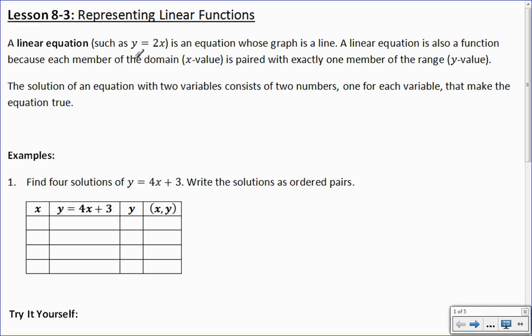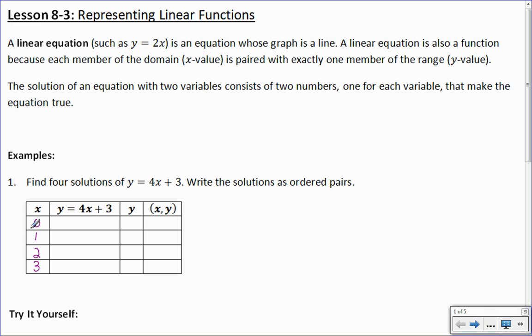So for example 1, we want to find four solutions of the equation y equals 4x plus 3, and we'll write those solutions as ordered pairs. Now it doesn't say what solutions. We can pick whatever numbers we want for x. So let's pick some easy numbers, like 0, 1, 2, and 3. Now you can pick whatever numbers you want. If you wanted to do 2, 4, 6, and 8 instead, that'd be fine. If you did 10, 20, 30, 40, that would be fine too. You could do -1, -2, -3, -4. It doesn't matter. You can pick whatever numbers you want for x.